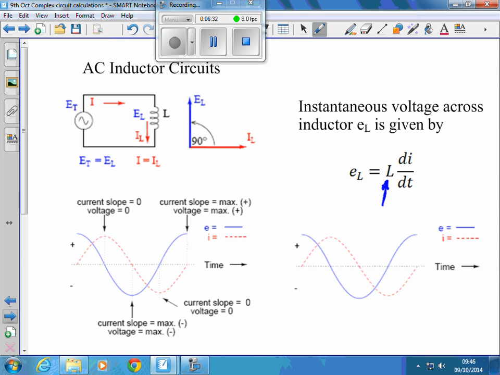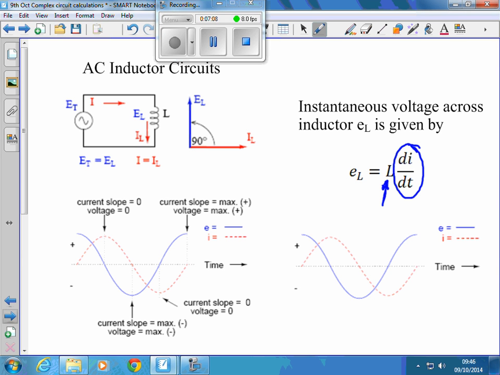Do you remember that it's about the rate of change of something with some other variable? So what that bit is, there, is the rate of change of current with time. So what happens in this inductor circuit is there's an induced voltage across the inductor that's at its peak when the current is changing the most.